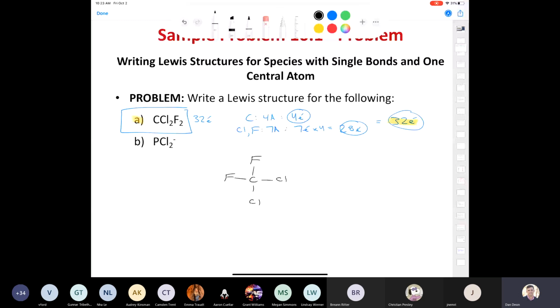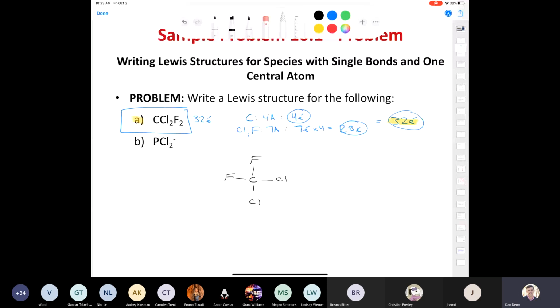If you did this, if you're like, well, Mr. Dion, I wrote something similar, I wrote this, and this, and this. That's the same thing. It doesn't matter. Either way, these are all the same. So let me delete these 2. They all mean the same thing. They're just a carbon with 1 bond to each of the fluorines and to each chlorine.